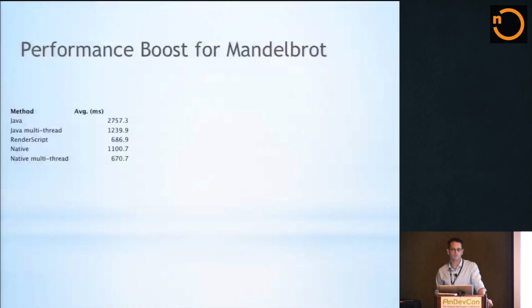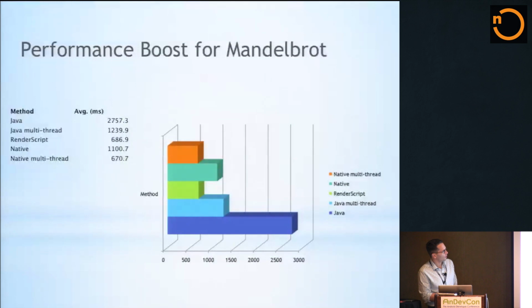Now, RenderScript, we suddenly dropped to 680 milliseconds. So there's a pretty significant boost there. Single-threaded native's about 1.1 seconds, which was actually kind of surprising to me that single-threaded native came out really close to multi-threaded Java. But it's an interesting data point. And then you've got multi-threaded native, which is strikingly close to the RenderScript side. So looking at it graphically, it's smoking fast.